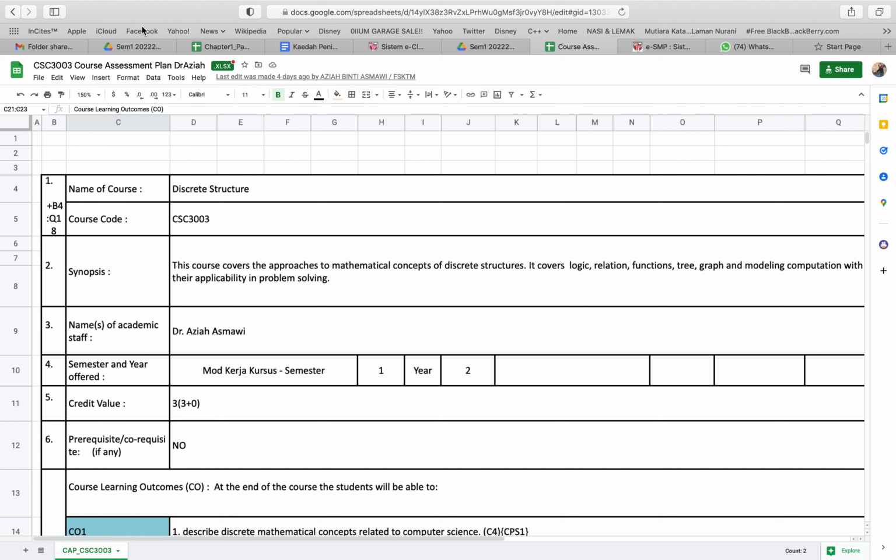Okay, code CSC3003 is all first year, right? Yes. Alright, and then the synopsis for this course is we are going to cover mostly mathematics. And then, inshallah, we will see the applications of those mathematics in computer science.